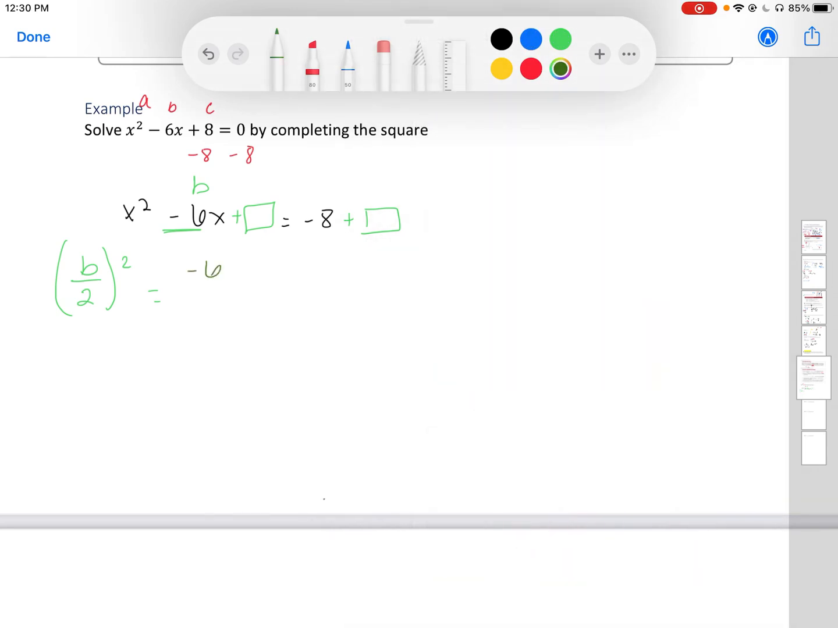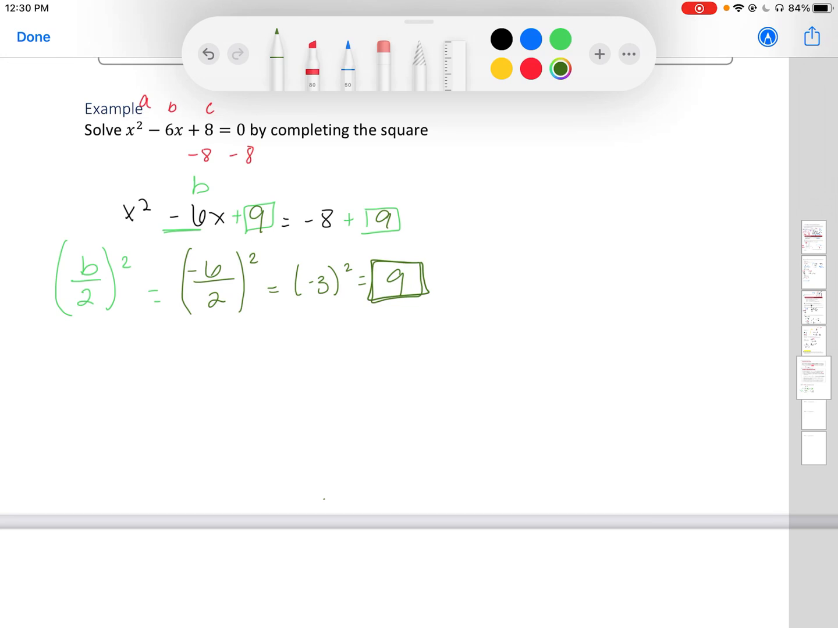Let's take negative 6 divided by 2 and square it. Negative 6 divided by 2 is negative 3, squared. Negative 3 squared is 9. So we're going to go ahead and add 9 to both sides.